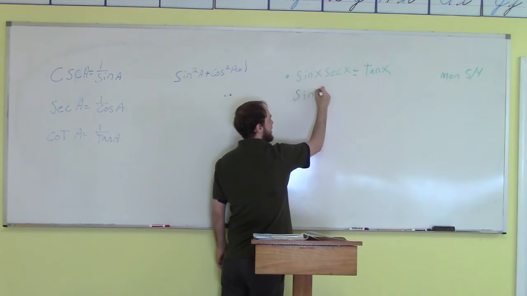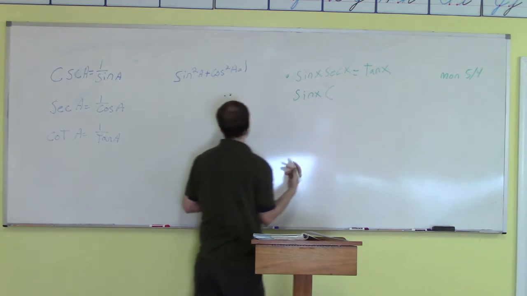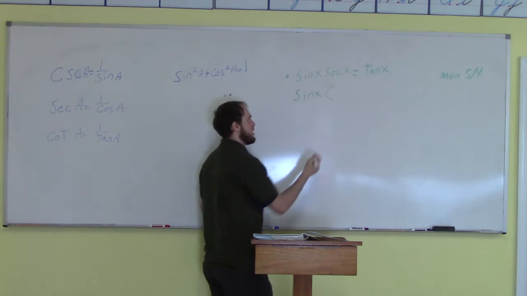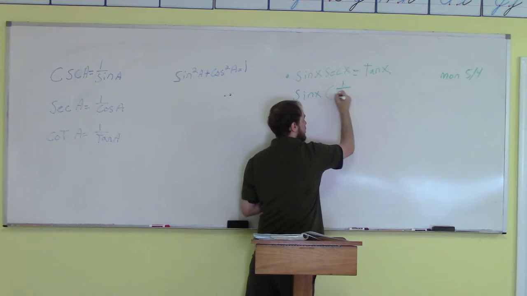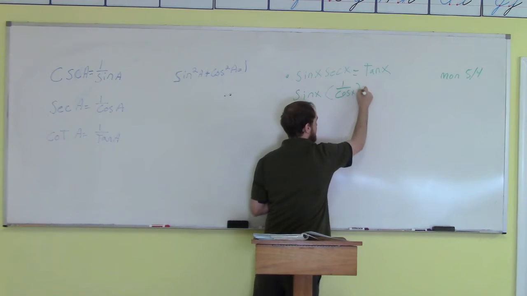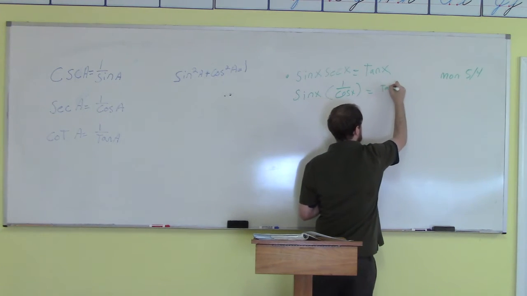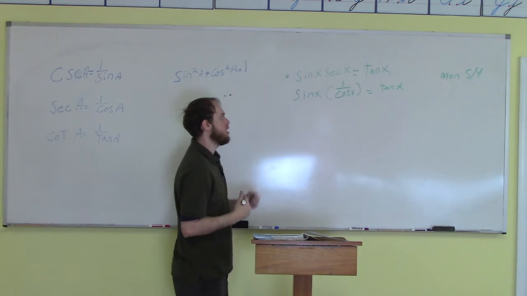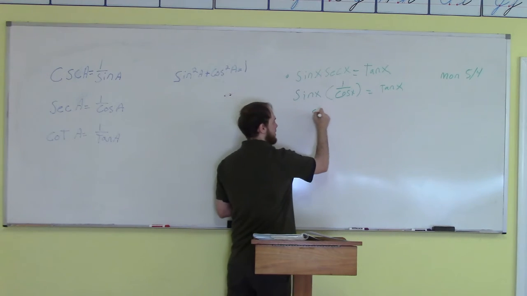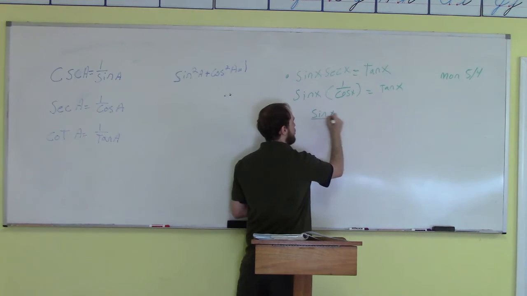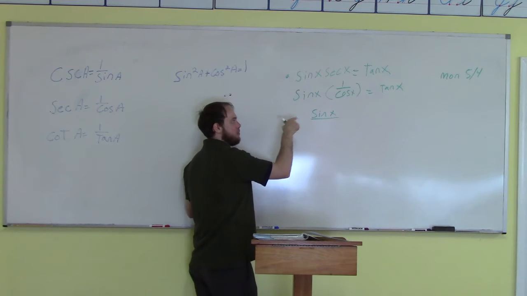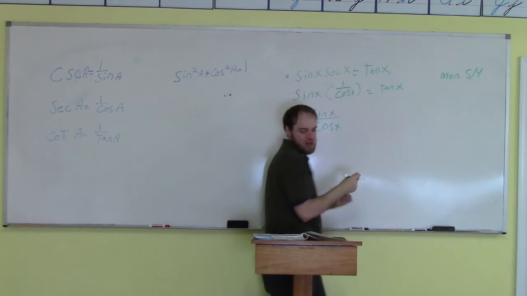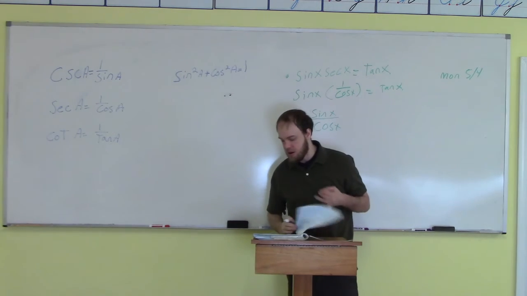So I have sine of x. For the secant of x, it's the reciprocal, 1 over cosine is how I can substitute that in. So I'm going to substitute in 1 over cosine of x, equals tangent of x. Then when I work it through here, when I multiply the top, sine of x times 1, I end up with sine of x. The denominator just stays the same, so I have sine of x over cosine of x.